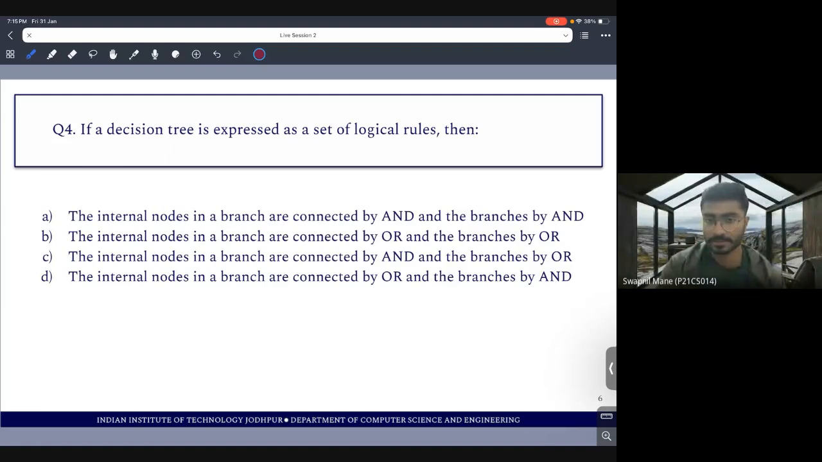Is anyone? What could be the correct option?